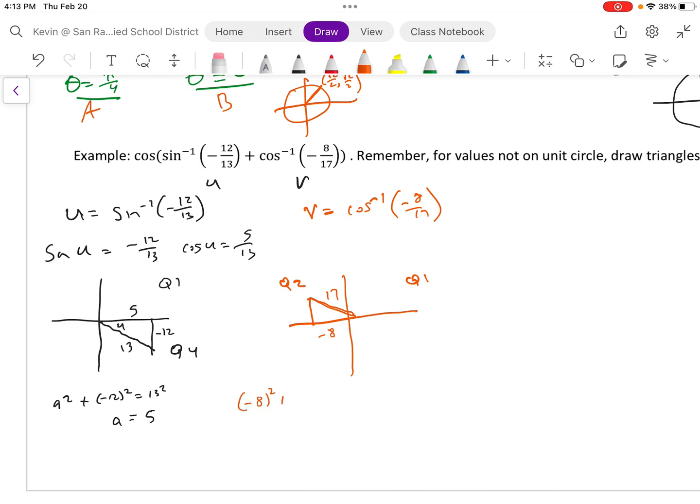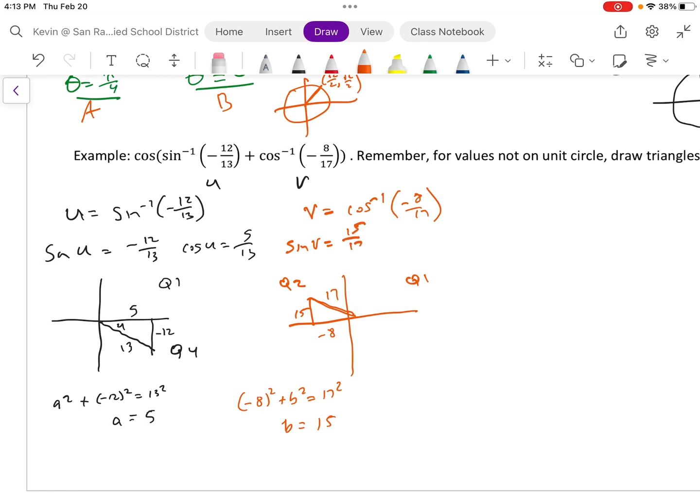Here you are going to have to do negative 8 squared plus b squared equals 17 squared, and b equals 15. Positive 15, because we're in the second quadrant. That's what's important here: knowing which quadrant we're in, which has to do with the range for arc cosine and arc sine, where it has to live. In this case, the sine of V is going to be 15 over 17.